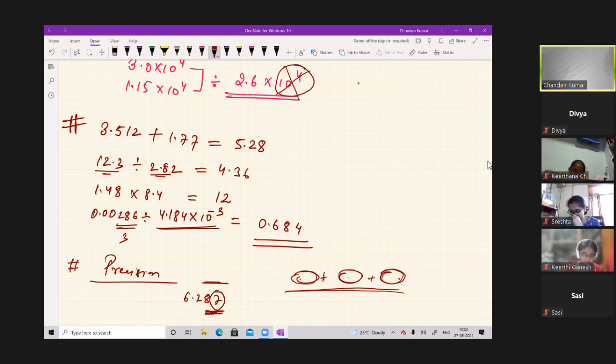Write it down. Degree of precision gives us the nearest possible value in such a way as to minimize the extent of error.